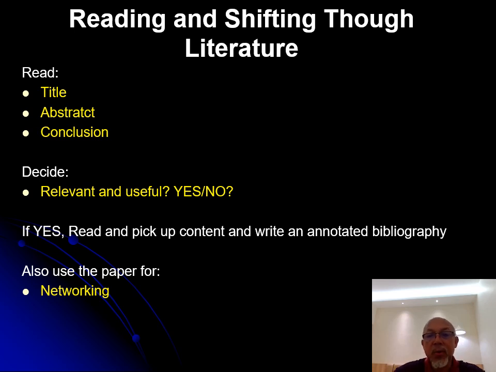Now, once you have got the literature, the issue now is what do we do with it? As you are reading and sifting through the literature, you need to at least do these three things. Number one, you read the title. Is it relevant to your research? Then the abstract, whether again it is relevant and useful, and finally, what is the conclusion? And then you have to make a decision.